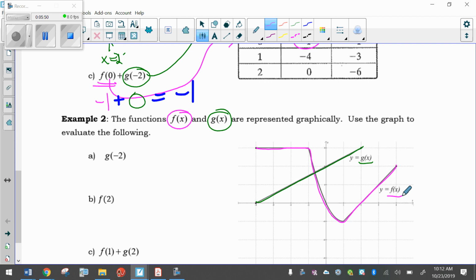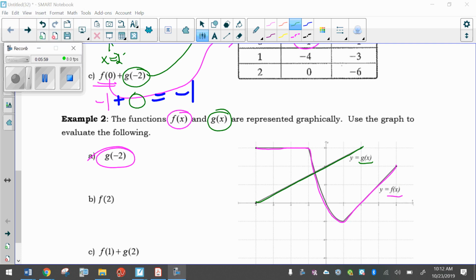All right. So the first one is g of negative 2. So what? No, that was supposed to be green. Let's see here. Undo that. That green. There we go. G of negative 2. All right.